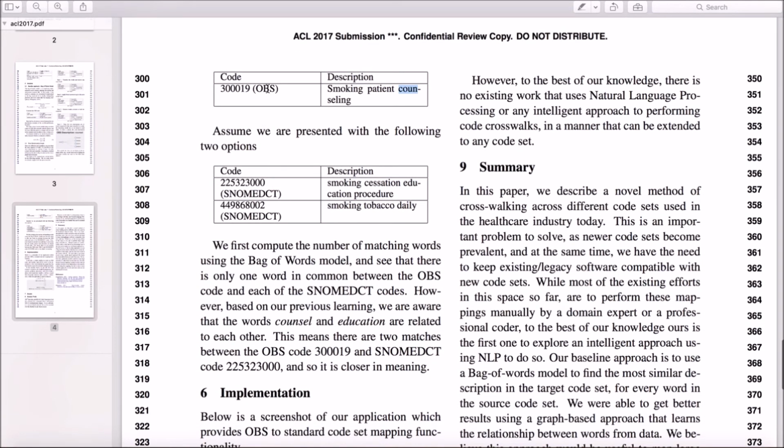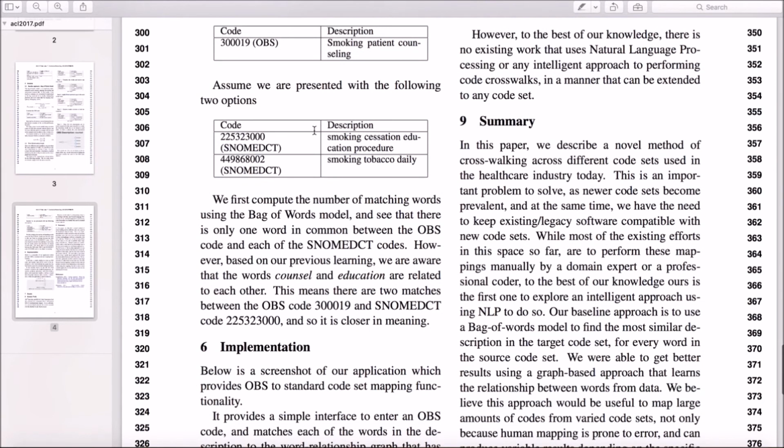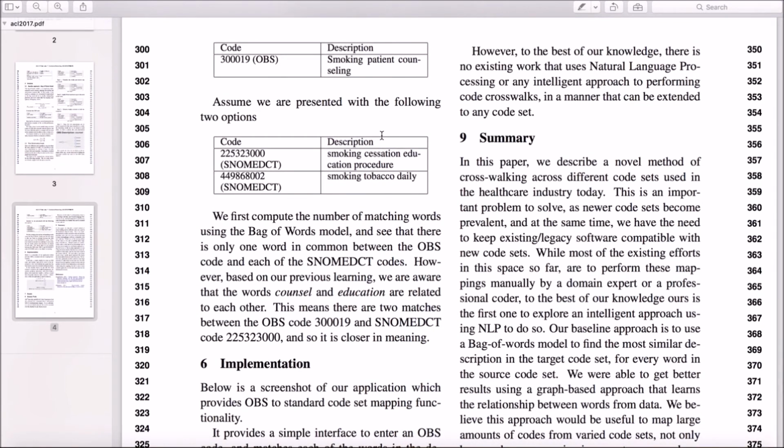Say we have a new OBS code whose description is smoking patient counseling. And say we are given two options from SNOMED and we want to find the one that this should map to. Both of these have the word smoking, so we need to look further. Also, none of these descriptions have any of the words from the OBS code in common. But we know that counseling is linked to the words education and procedure, and so this OBS code has to be more closely related to the SNOMED code on the first row as opposed to the one on the second row.